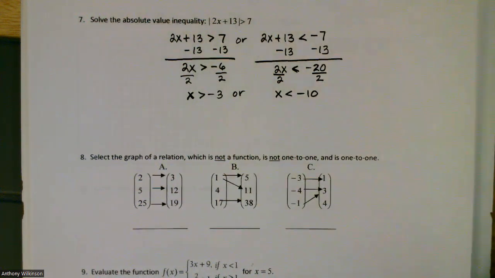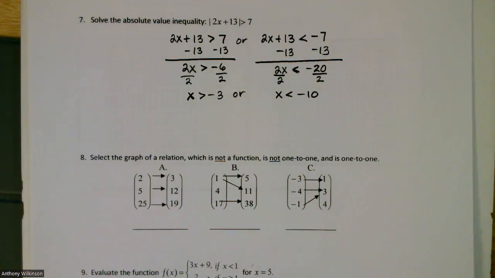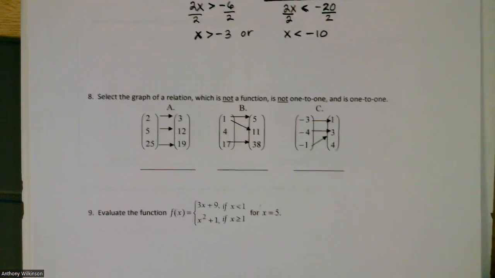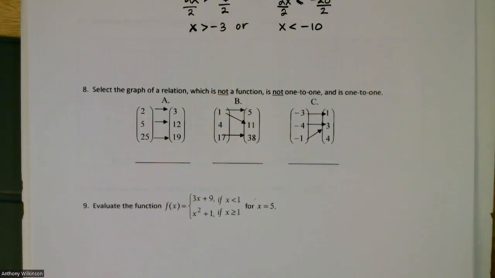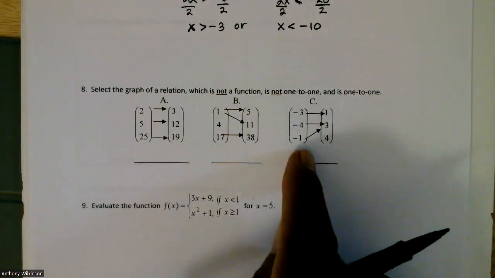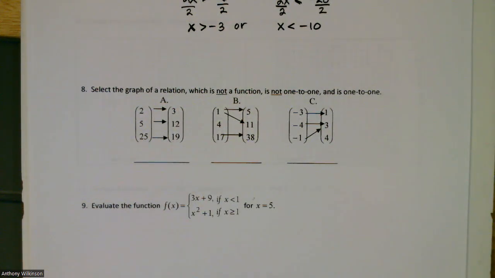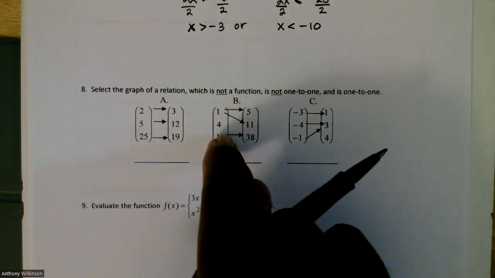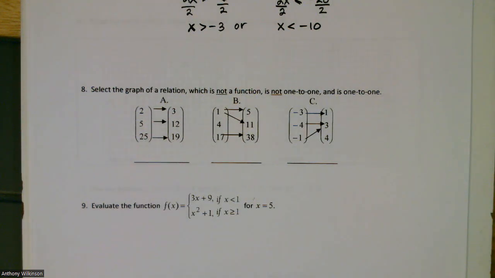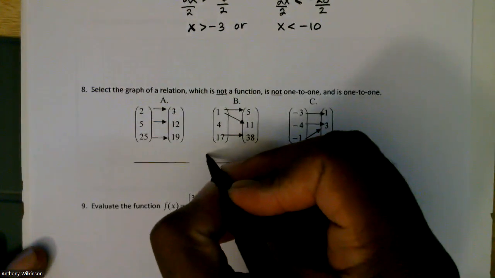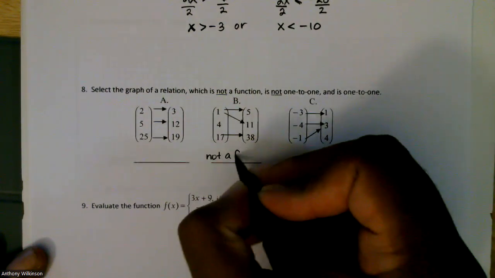All right, problem number 8, you're going to select the graph of a relation which is not a function, is not one-to-one, and is one-to-one. All right, let's select the one that is not a function. For it to not be a function, you cannot have an x value go into 2 different y values. So you have to choose the appropriate mapping that you see here that would not be a function, where you have an x value go into 2 different y values. And by looking at that, it will have to be mapping B. So this one is not a function.